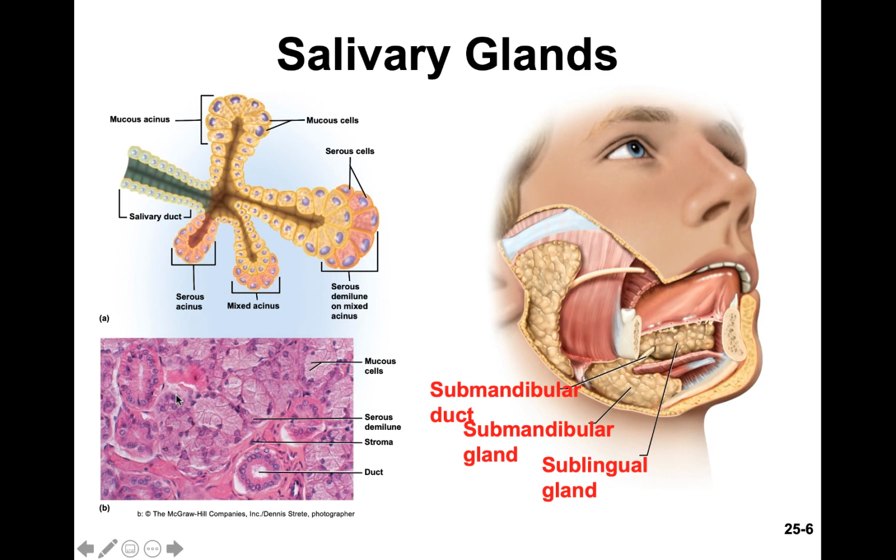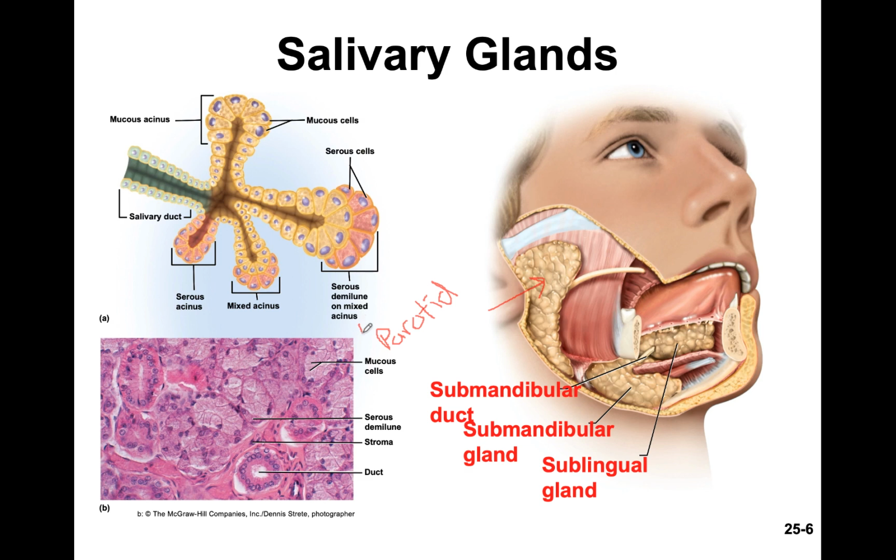Now, salivary glands are found in your mouth, and there are 3 salivary glands you should know. You have the submandibular gland, which is underneath the mandible. You have the sublingual gland, which is underneath the tongue, and this right here is called the parotid gland. So 3 glands.